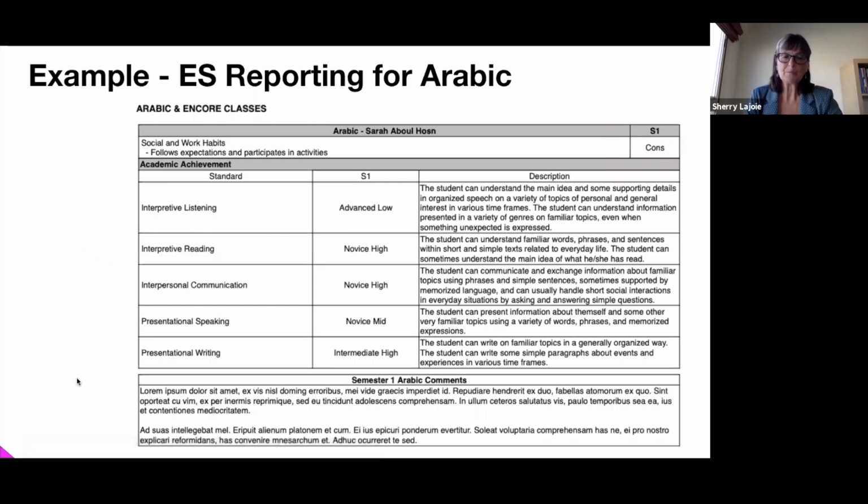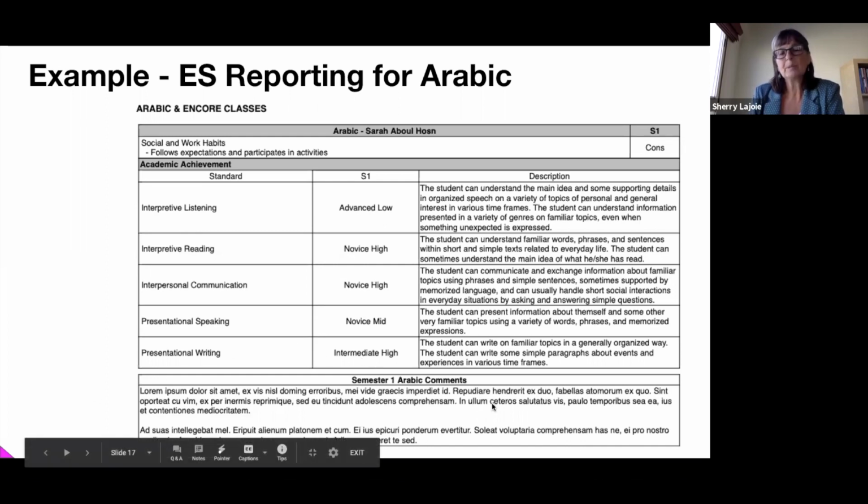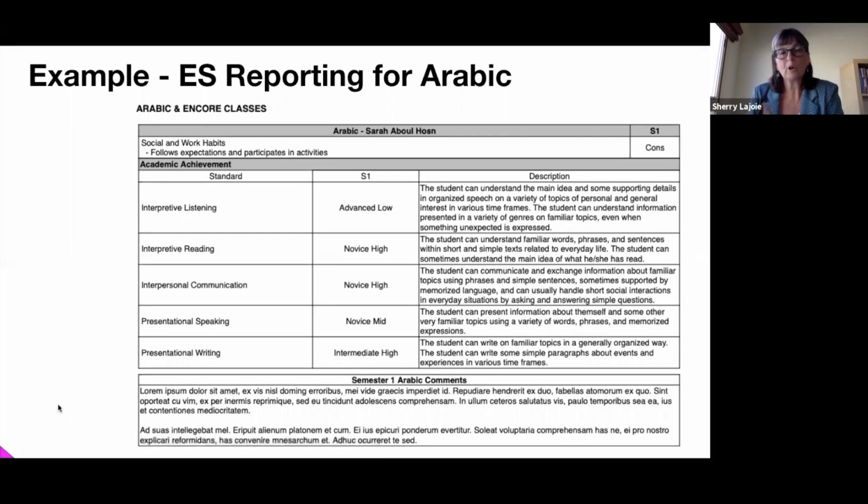So for the elementary report, we have two models, and these are mock-ups because of the change. We don't have a full model for you yet, but the elementary report card for Arabic will look like this. The teacher's name at the top, and the teachers will still have an assessment of the social and work habits. And then the modes of communication: interpretive listening and reading, interpersonal communication, presentational speaking and writing. And then there will be an indication of the level that the student has demonstrated in that reporting period, and what the student can do. So in presentational speaking, for example, this particular student can present information about themselves and some other very familiar topics using a variety of words, phrases, and memorized expressions. And then there will be a short comment following those descriptors.